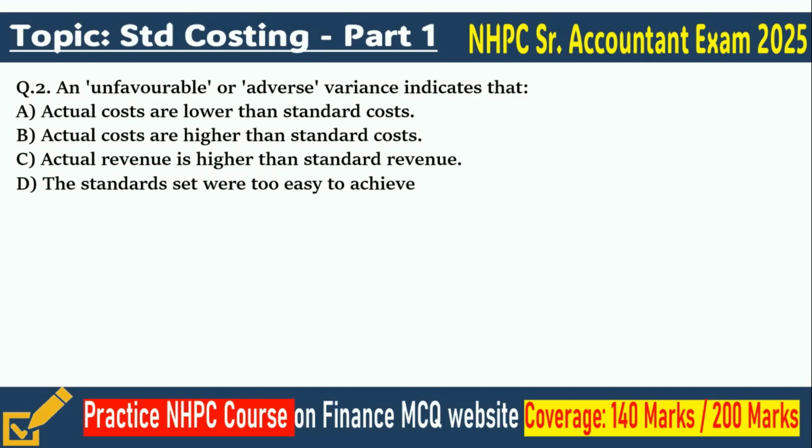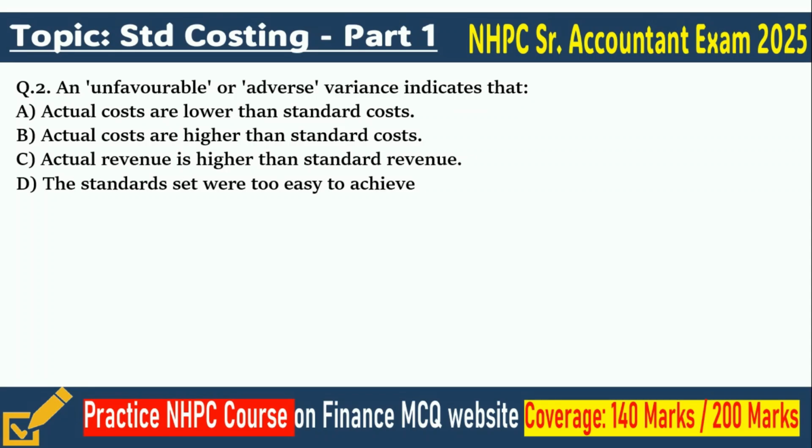Friends, next question. An unfavorable or adverse variance indicates that, option A, actual costs are lower than the standard cost. Option B, actual costs are higher than the standard cost. Option C, actual revenue is higher than the standard revenue. Option D, the standard set were too easy to achieve.